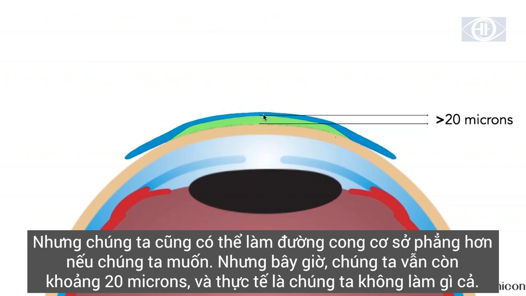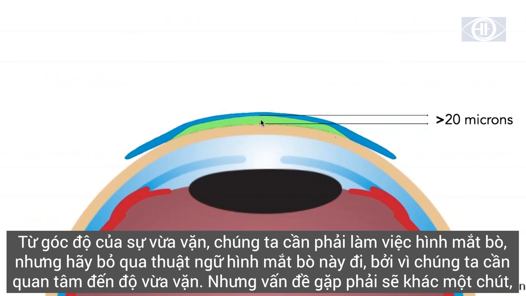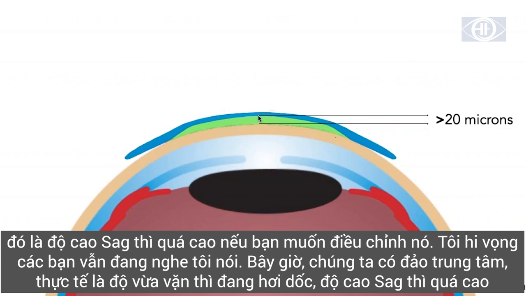We are doing nothing. So in this case, from a fitting perspective, we have to deal with a bullseye, but skip the terminology bullseye. We have to deal with a good fit. But the problem is a bit different. The sagittal height becomes too high over time because we want to correct a higher myope. I hope you are still following me.